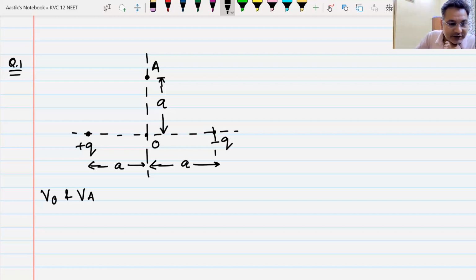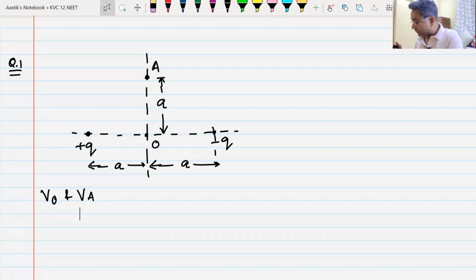Looks like I will have to intervene. Okay. Let me first find the potential at point A because of this charge. What is the potential at point A?